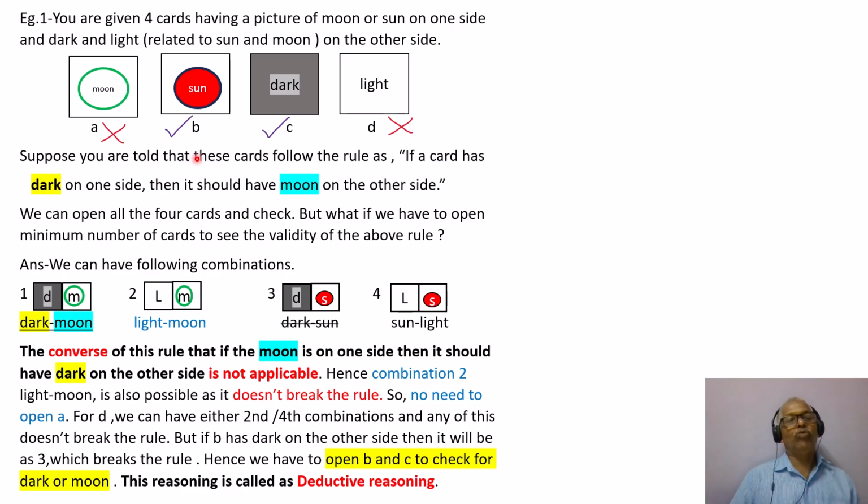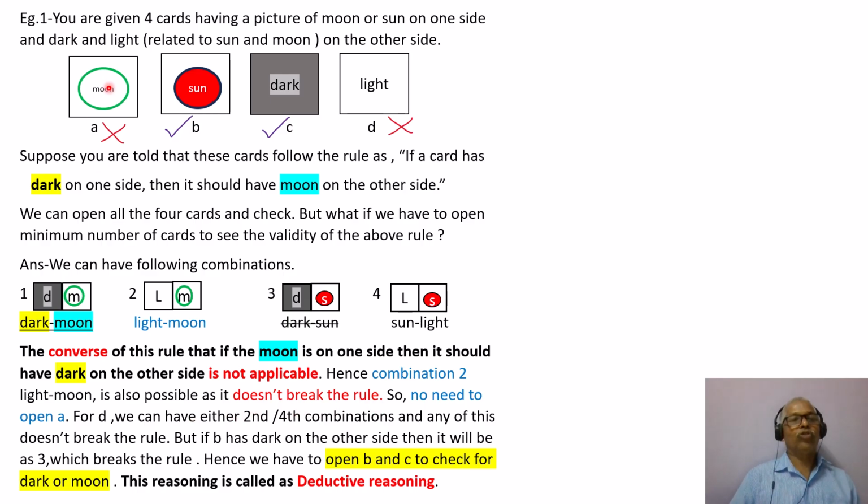But if there is moon on that side, then it can have anything on this side. Got it? So the converse is not true, or the converse is not applicable. Hence combination 2 here, light and moon. If there is moon, it can have light, which is also possible, and it doesn't break the rule.